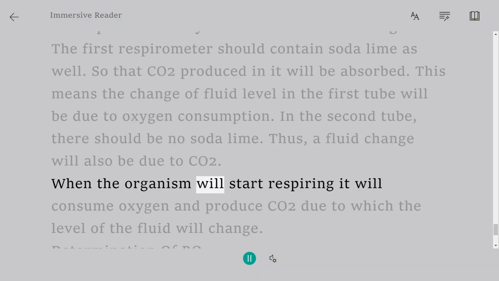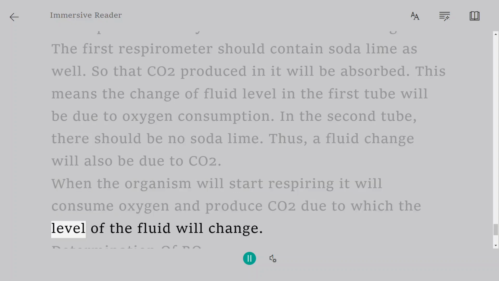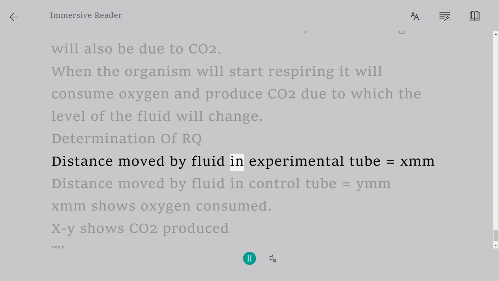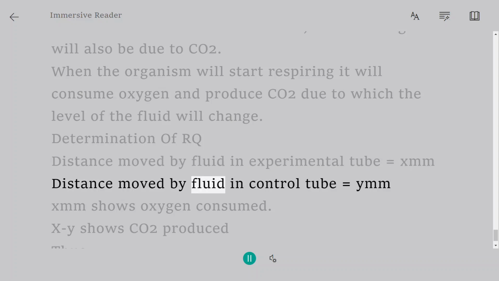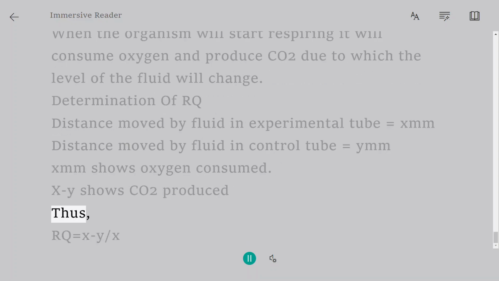When the organism starts respiring, it will consume oxygen and produce CO2, due to which the level of the fluid will change. Determination of RQ. Distance moved by fluid in experimental tube equals x mm. Distance moved by fluid in control tube equals y mm. x mm shows oxygen consumed. x minus y shows CO2 produced. Thus, RQ equals (x minus y)/x.